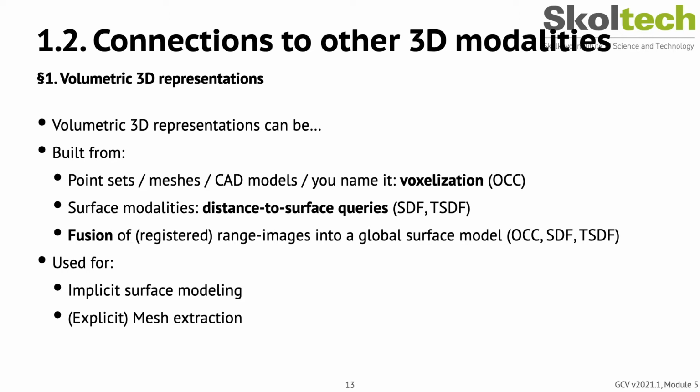And it can also be built from a number of sensed range images into a global surface model by fusing these range images through the so-called depth fusion process. You can also obtain occupancy grid or SDF or DSDF. Also, the volumetric representation is used in implicit surface modeling, as we will talk more about in the next lecture, and also in the mesh extraction process that, of course, uses the implicit model of the surface.